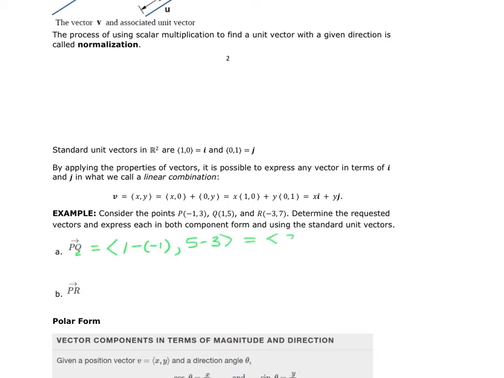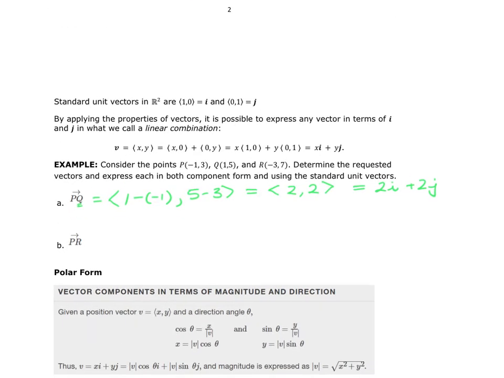This then gives me 2, 2. In the ij form, it is 2i plus 2j. Let's take a look at the next one. R is where I end.